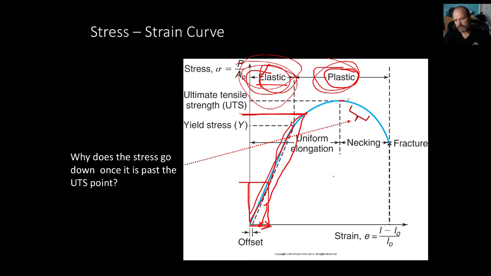Right here, it starts to go down on this curve because we're not taking into account the smaller cross-sectional area. So the actual stress, which is force per unit area, is higher than that because we're not taking it into account. So think about that a little bit.